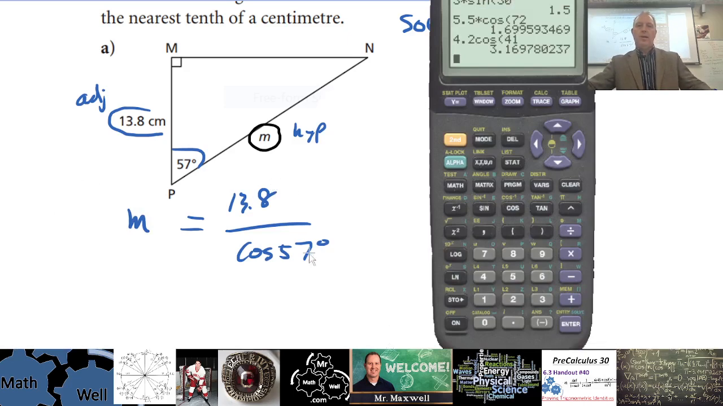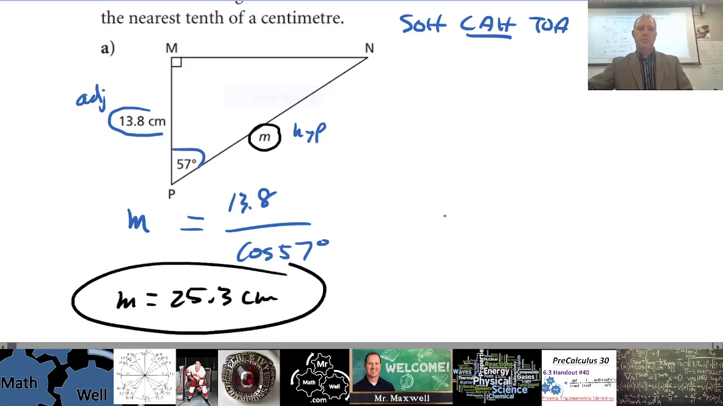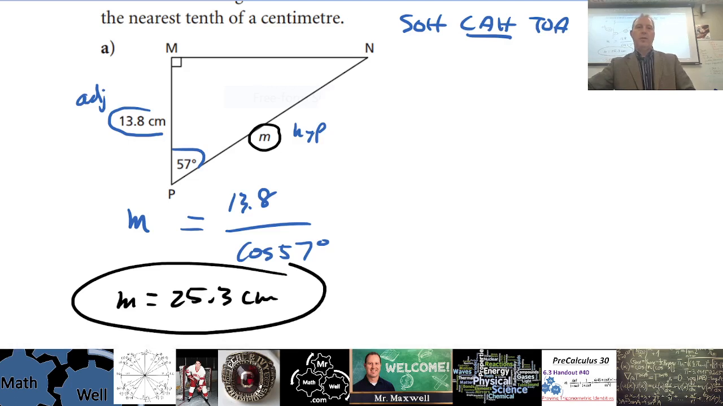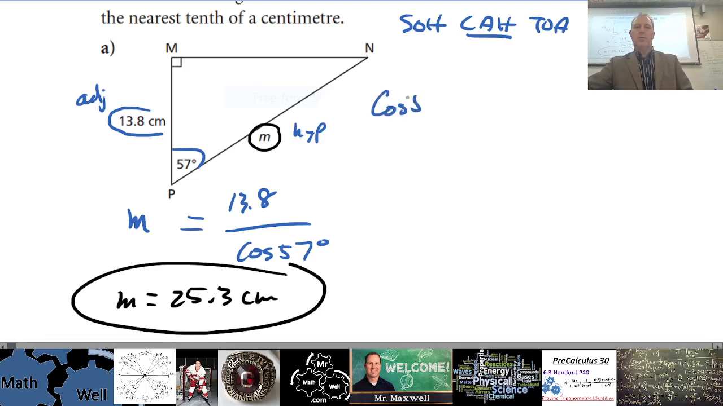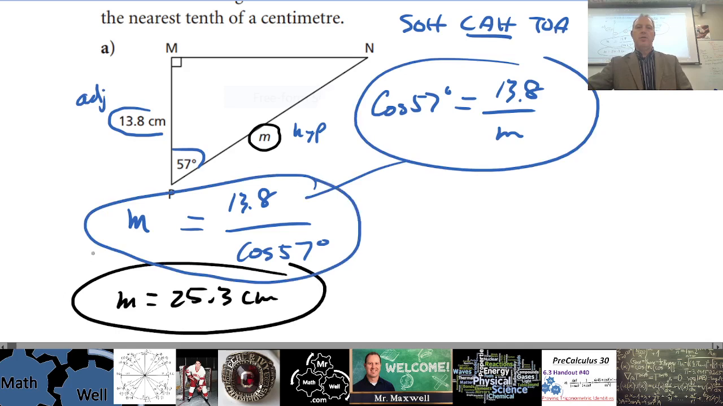So 13.8 divided by cos 57 looks like 25.337, or to the nearest tenth, 25.3. The units are centimeters. Okay. So just to be clear, what you should have for full complete work is cos 57 degrees equals 13.8 over m. Then you can move directly to this step.